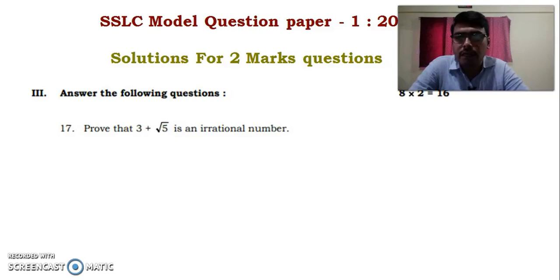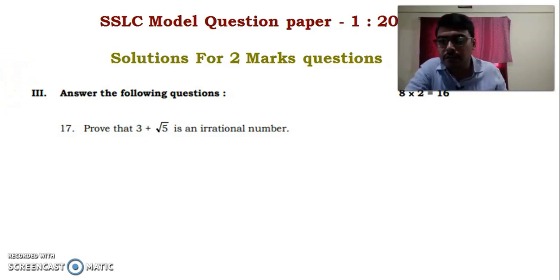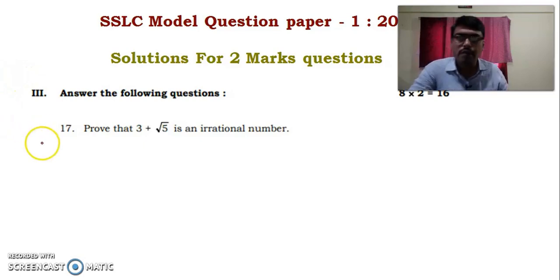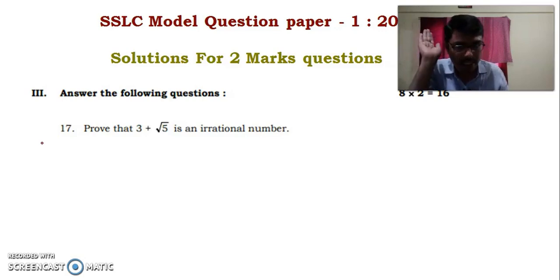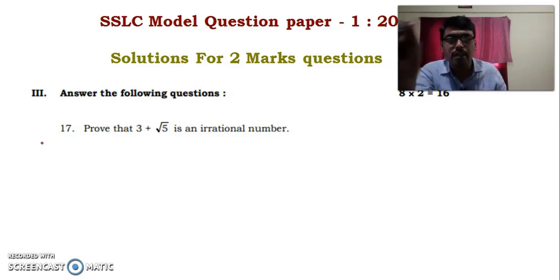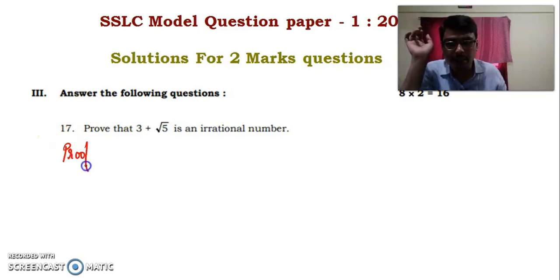So, in part C, that is the third main, we have 2 mark questions. The first question is as follows, question number 17: Prove that 3 plus root 5 is an irrational number, from the chapter Real Numbers. Here we need to prove that 3 plus root 5 is an irrational number by using the fact that root 5 is an irrational number. The proof for this question is as follows.